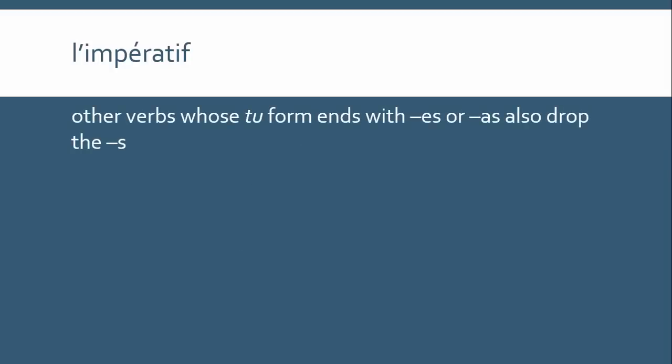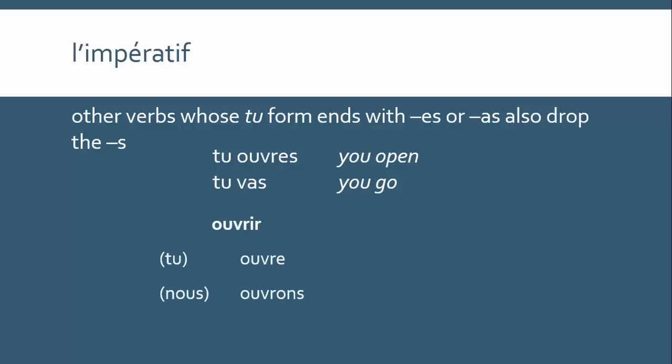It does then get a little bit fiddly though, because if we have any other verb whose tu form ends with es or as, we also have to drop the S. So for example, take the verb ouvrir, which means to open. That is an IR verb, but it conjugates like an ER verb, and so the tu form is actually ouvres, not ouvris as you might expect. And because it ends with es, we have to remove the S in the imperative. Similarly, tu vas is you go, and because it ends with as, in the imperative we will drop the S. So the imperative forms of ouvrir are ouvre, ouvrons, ouvrez.